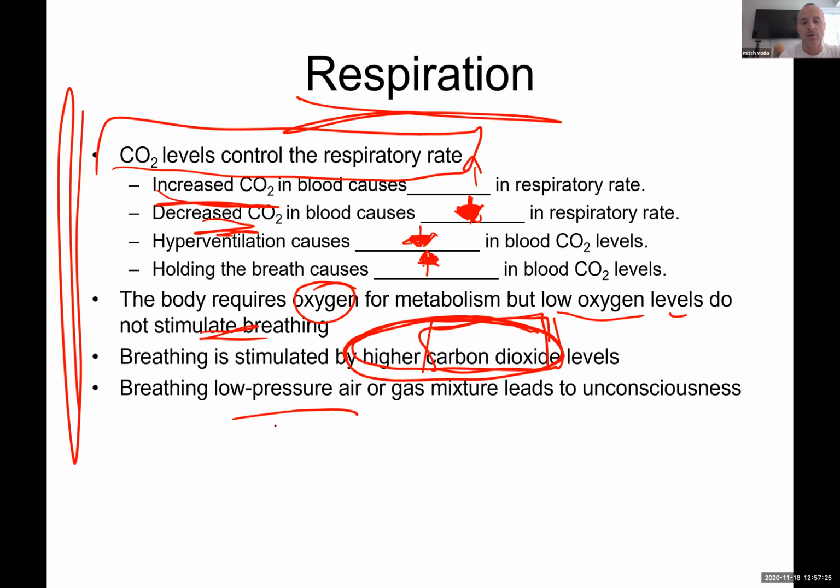Breathing low pressure air or gas mixture basically leads to unconsciousness. When you go to high altitudes, above 8,000 meters, there's not enough pressure. The pressure drops to about 200 torr. At 200 torr, your body doesn't get enough oxygen, and that leads to unconsciousness.